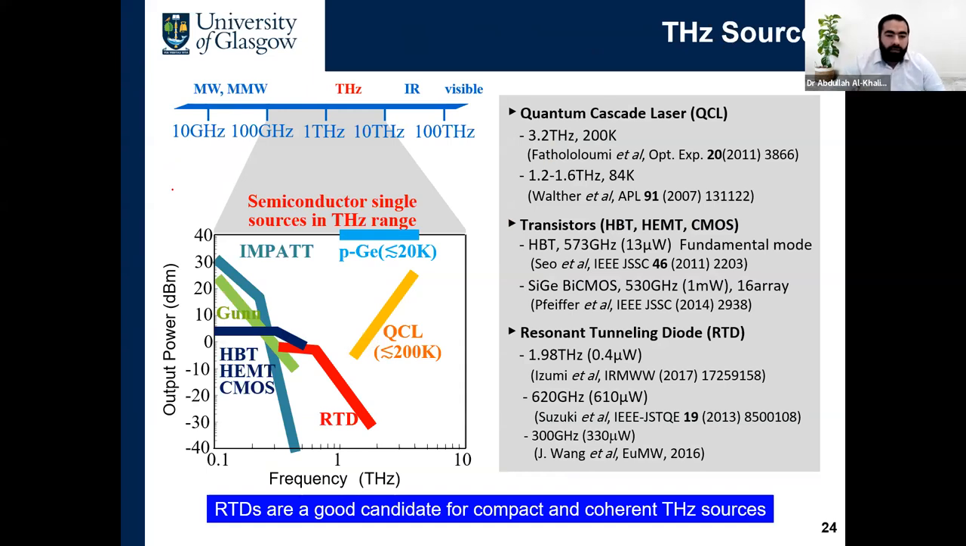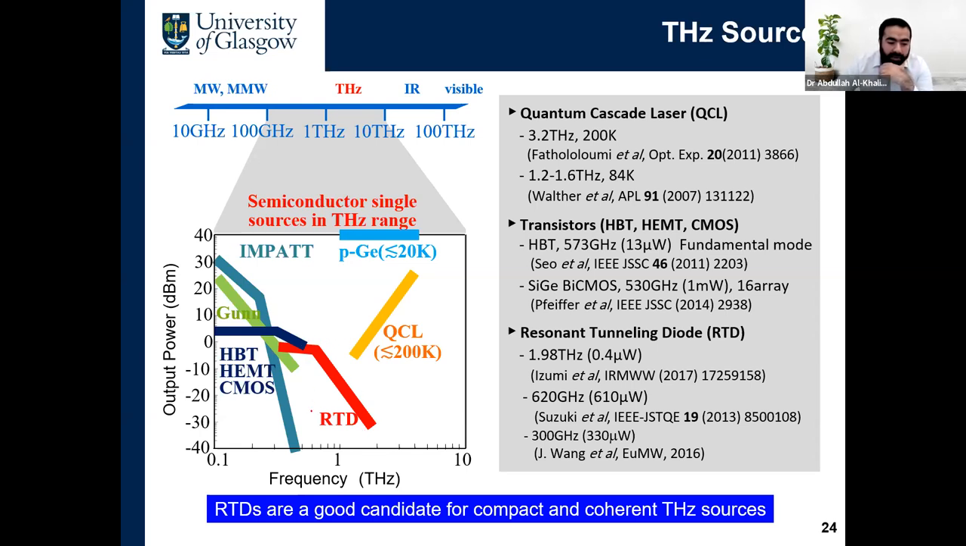Here we look at state-of-the-art terahertz sources. Typically between megahertz and up to 300 gigahertz, we have lots of options, including IMPATT, GaN diodes, HBTs, HEMTs, CMOS. These technologies can cover up to roughly 300 gigahertz. Then if we want to go to several terahertz, we can go for quantum cascade lasers and other optical sources. This will cover the range between 1 terahertz and beyond 10 terahertz.